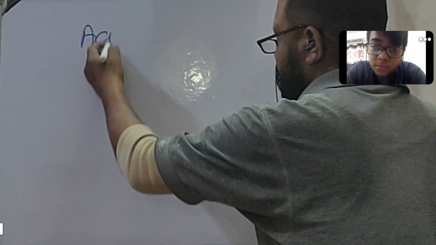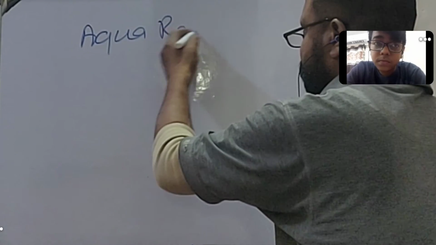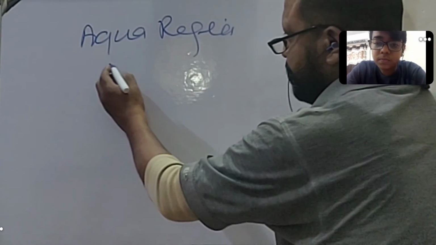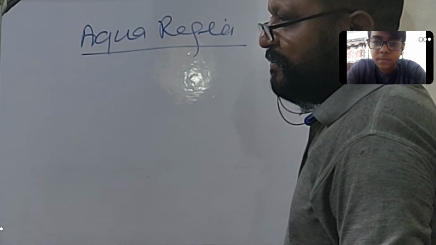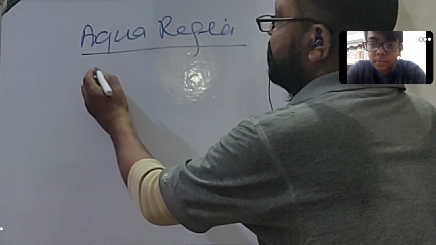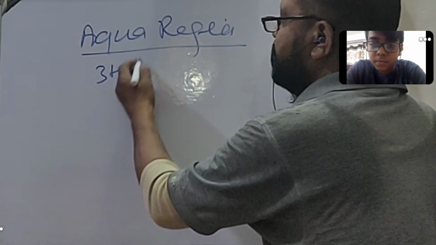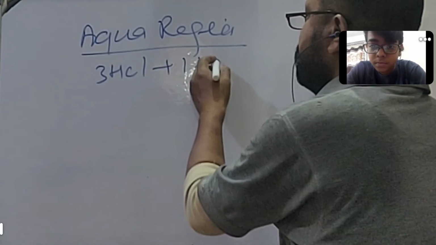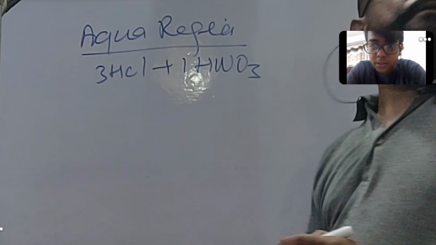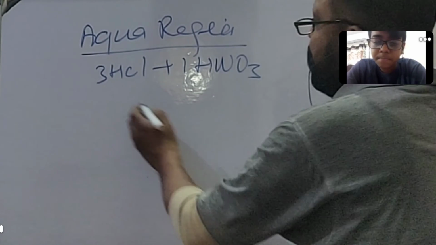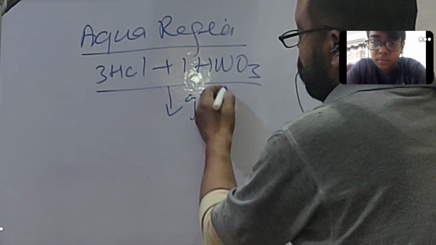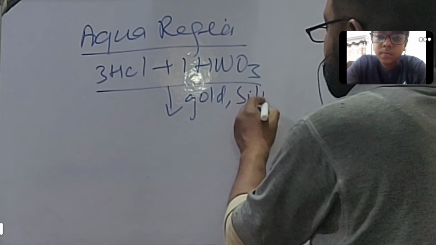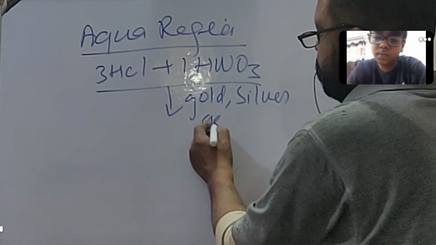Did you remember or forget it? Aqua regia. This is a wonder solution. You know how it is wonderful. Three parts HCl plus one part HNO3. Right? So why is it a wonder solution? Because this is known as aqua regia. Gold gets dissolved in it. Gold, silver, these least reactive metals get dissolved in it.